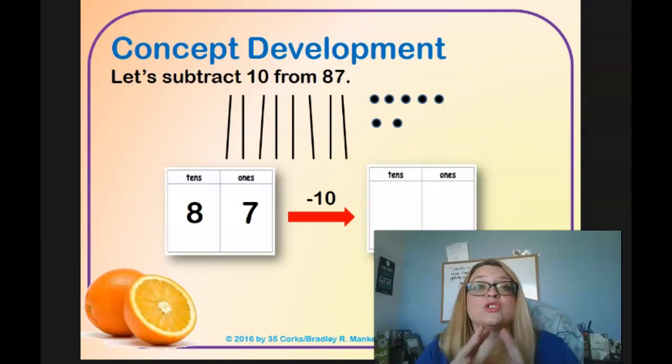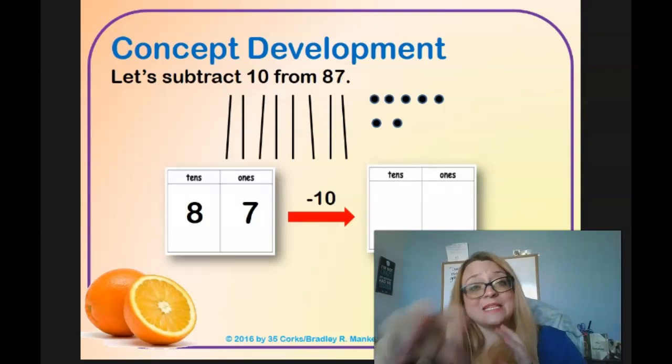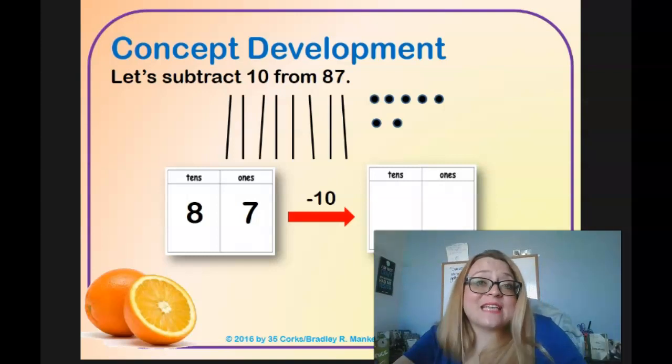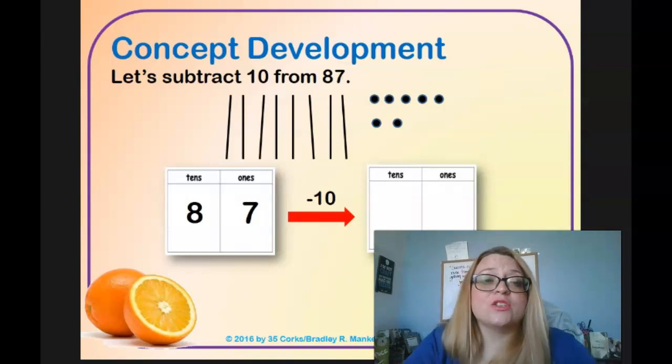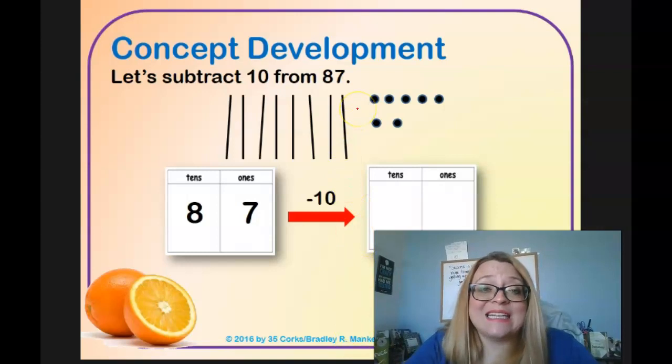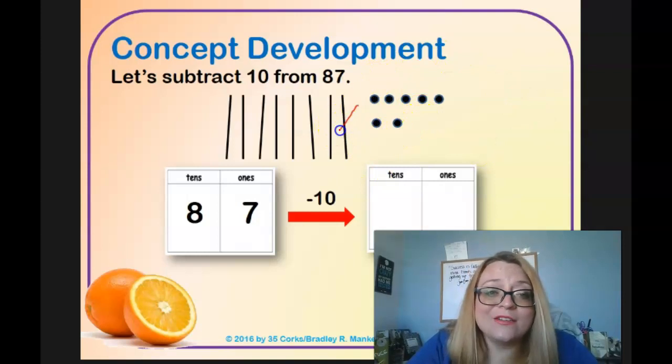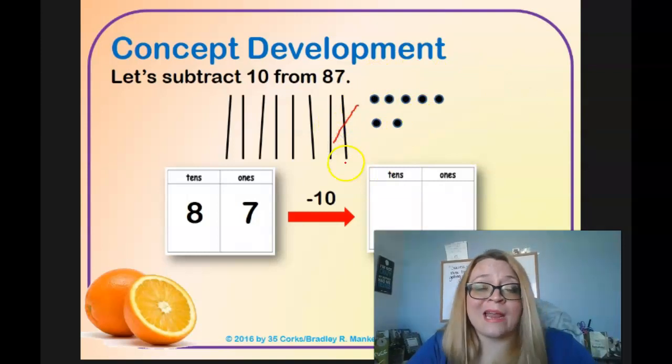All right, so since we're subtracting, that means that we're taking it away. You had 87 cookies, but you gave 10 of them to your friends. So we need to cross off a 10. We don't have 10 loose ones, so we can't cross those off. Plus, guys, it's easier just to cross off one line, right?